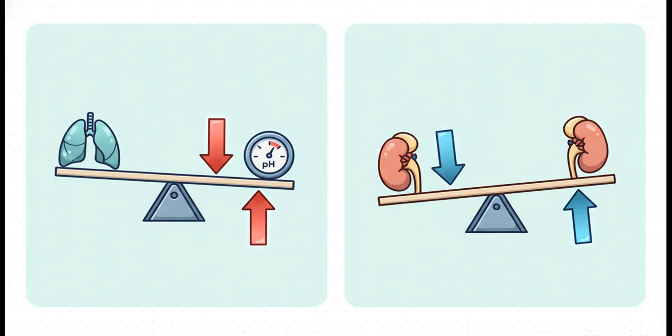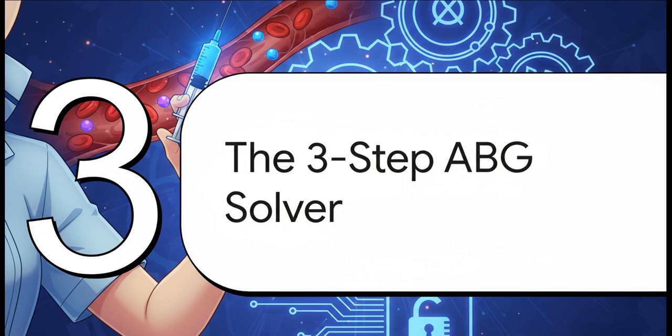Here's what that means. For any respiratory problem, the pH and the PaCO2 arrows go in opposite directions. One goes up, the other goes down. But for metabolic problems, the pH and the HCO3 arrows go in the same direction. They are equal. Seriously, burn this into your memory. It is everything.